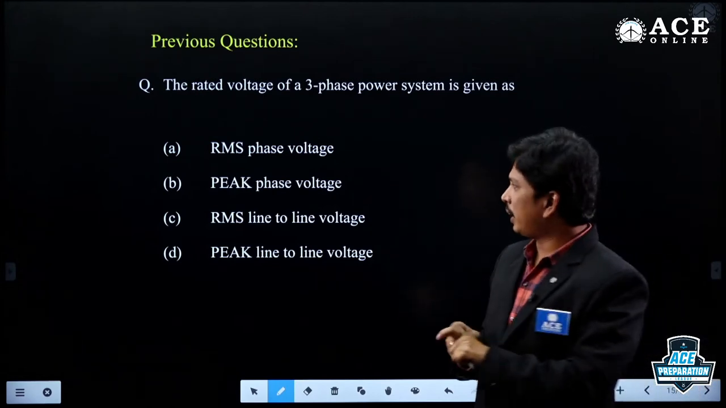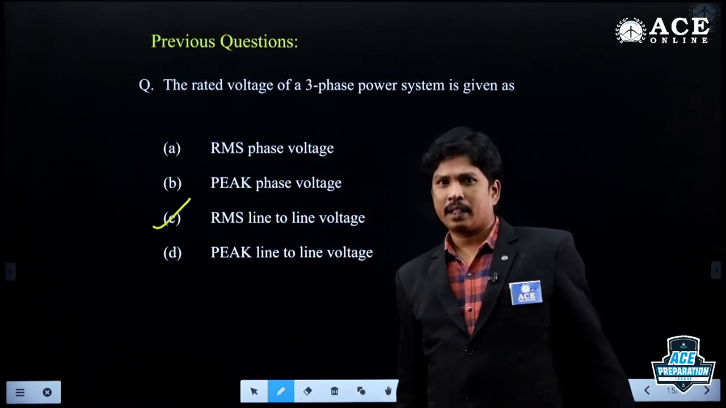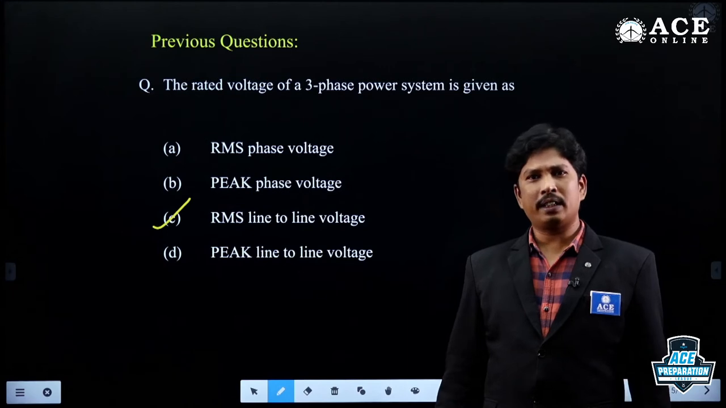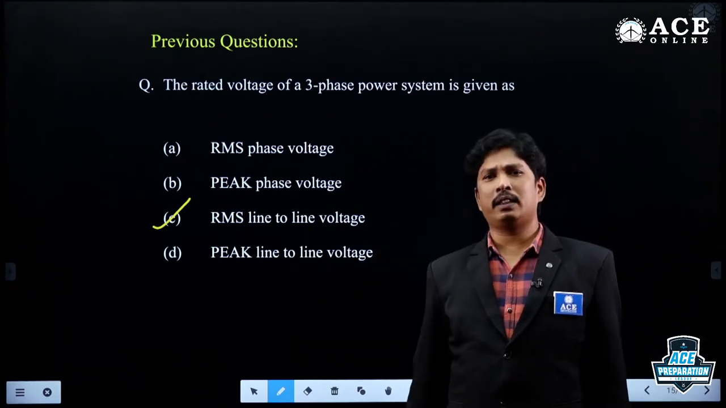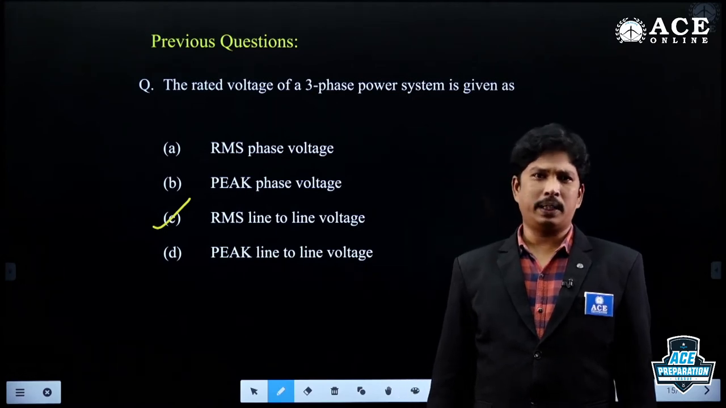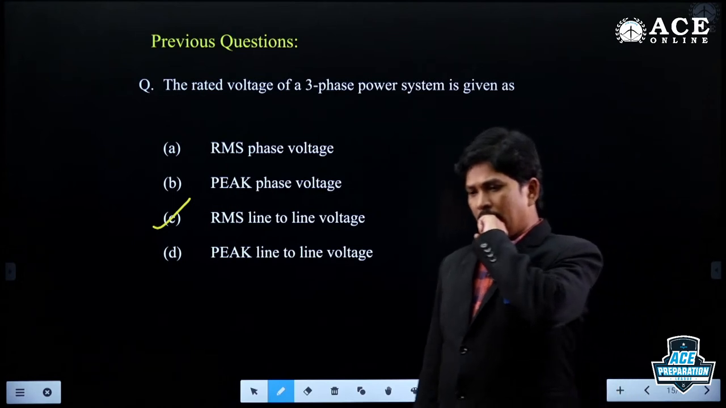if it is three phase. So that you can get the clarity now: it is the RMS line-to-line voltage. The power system is always rated with the line-to-line RMS voltage. Got it, everyone?